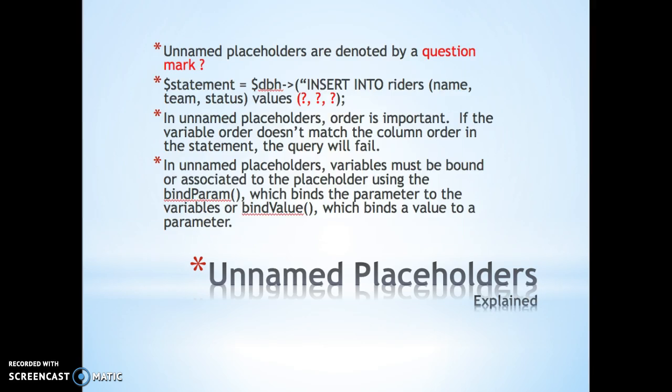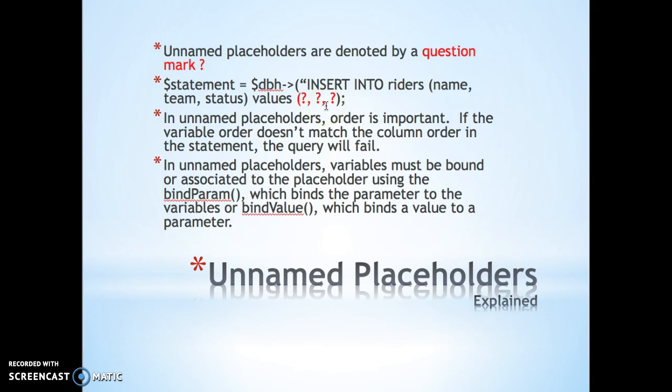So again, to recap, with the unnamed placeholders, they're denoted by a question mark. And here's the other way that you can write the statement for the unnamed placeholders. It's a little bit different. If you want to switch back and forth, you can look at it, but it kind of sets out the names first and then the values as question mark, question mark, question mark, where the other one did the names is equal to question mark. Both of them work, but just a little bit different.